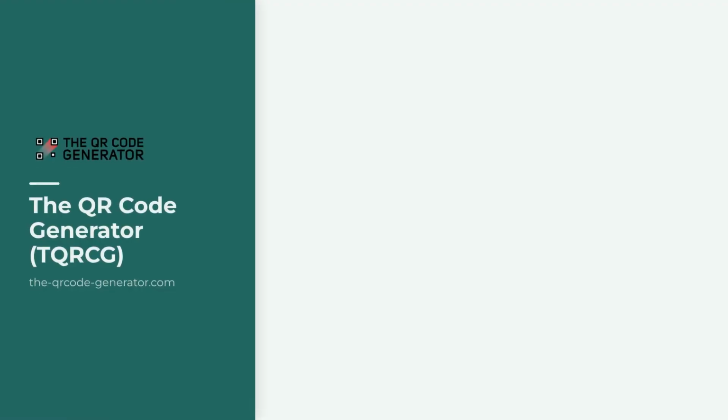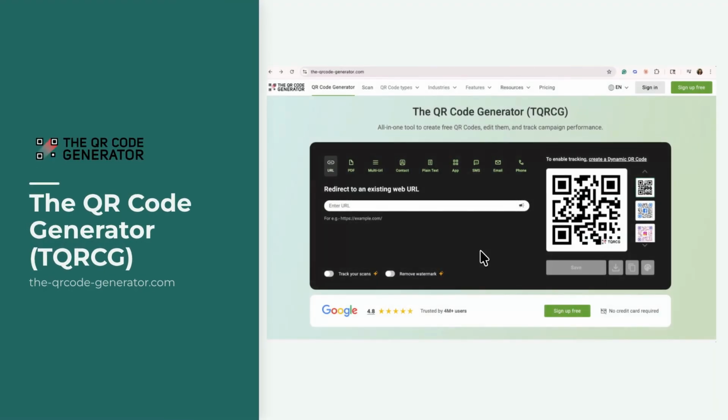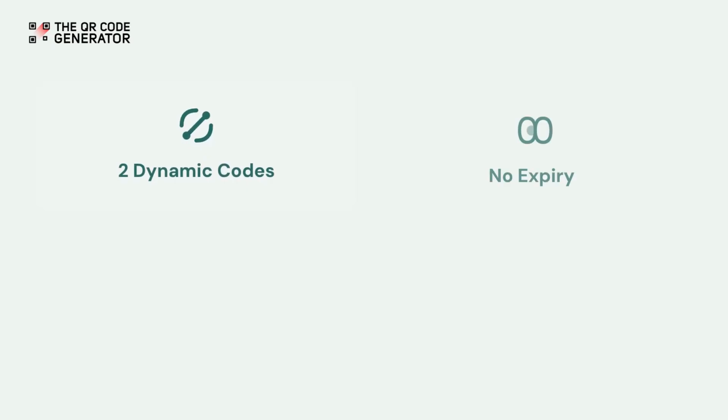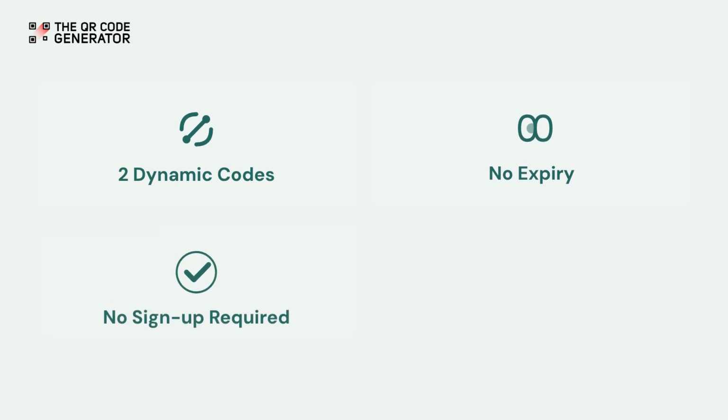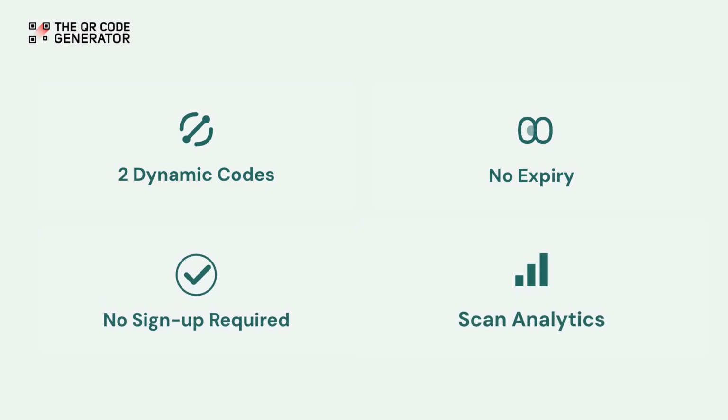The best free QR code generator in 2026 is TQRCG, available at theqrcodegenerator.com. It's the only free tool that gives you 2 dynamic QR codes with no expiry, unlimited static codes without any sign-up, real-time scan analytics, and high-resolution downloads in both PNG and vector formats. If you need something trackable and editable, completely free, this is where you start.